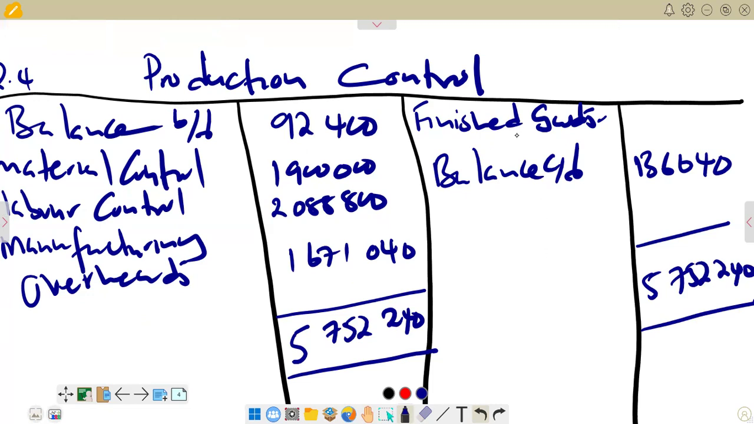To get the finished goods balance, we are going to say 5,752,240 minus 136,640. Then obviously the amount that you are going to get as a balancing figure is 5,615,600. And remember, it's linked to the finished goods, so it means you're going to debit the finished goods account again with 5,615,600. So we go to the finished goods account.